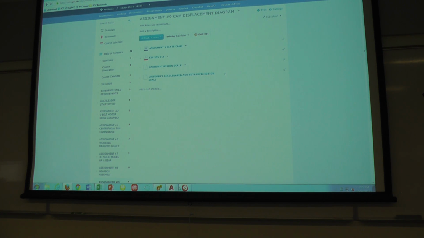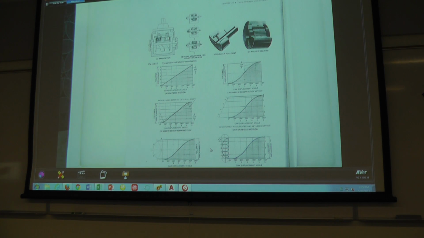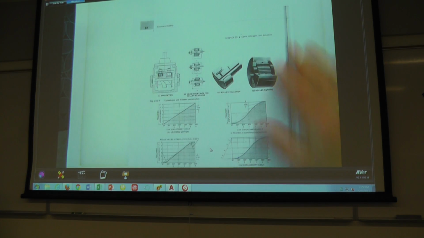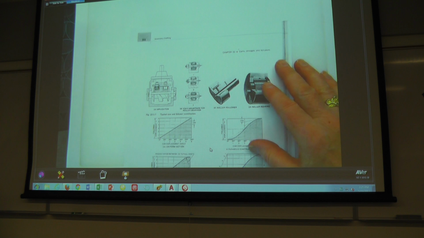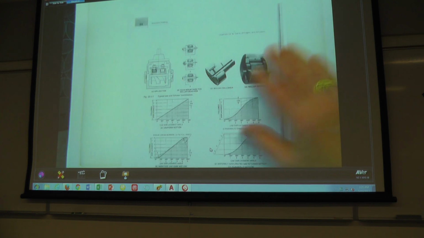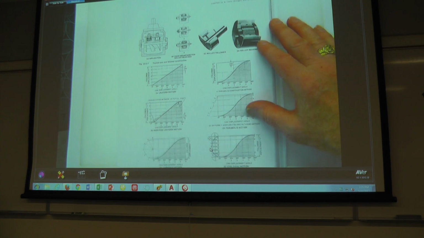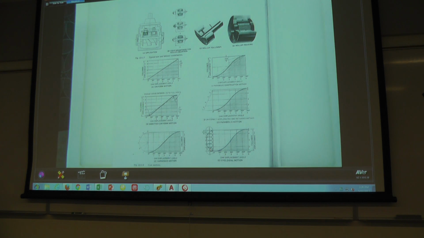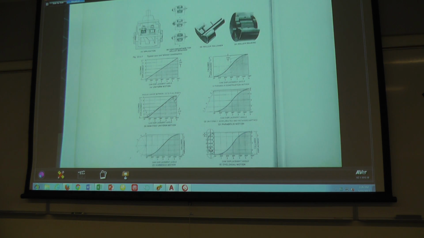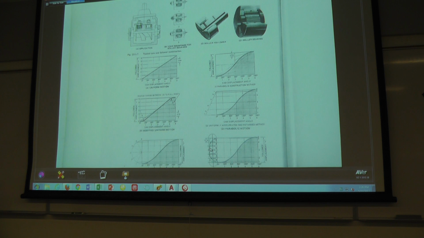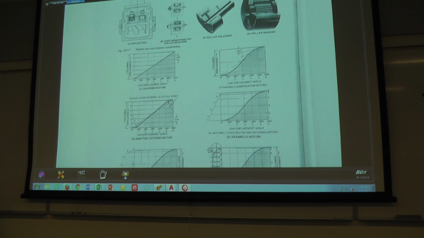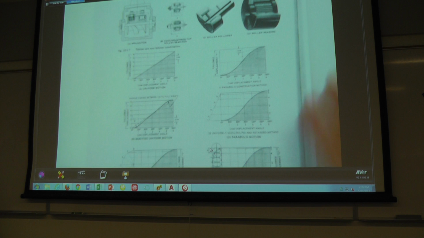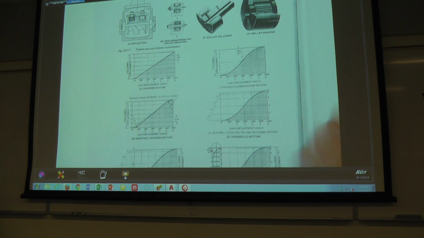In the textbook, you will find on page 88 different types of motions that exist for cams and what they would look like. A cam displacement diagram is a flat 2D drawing.